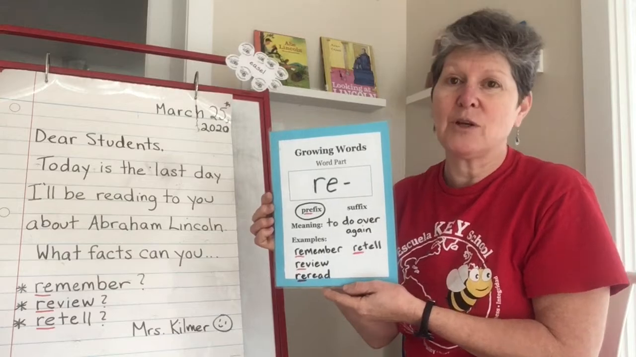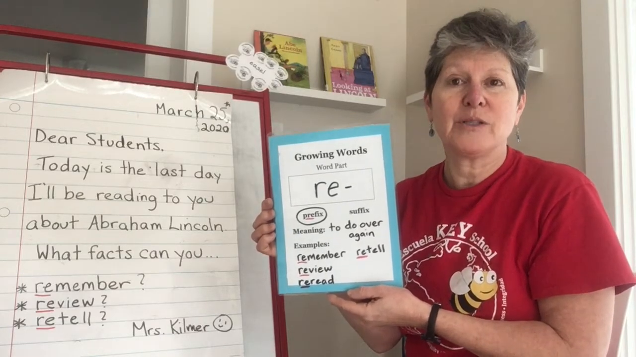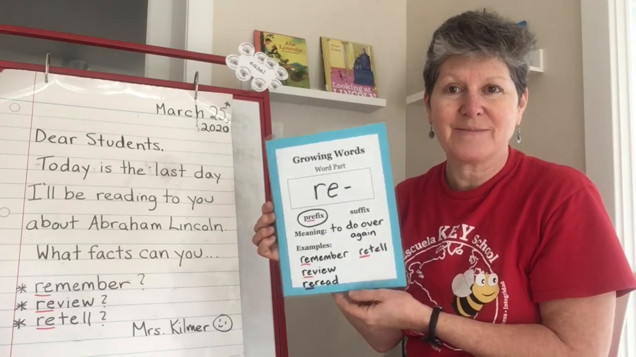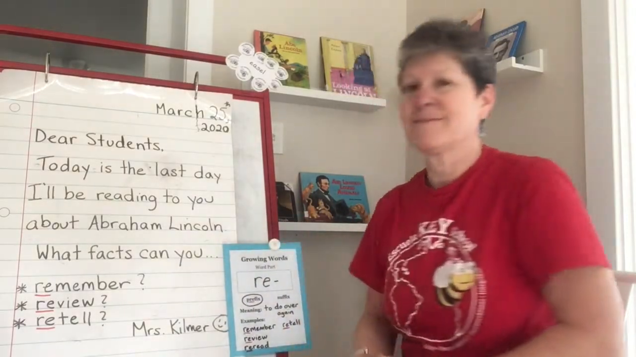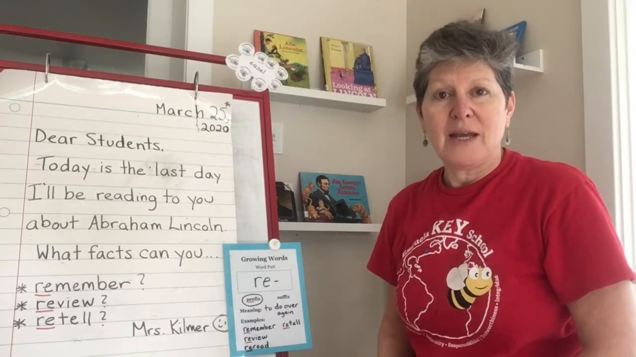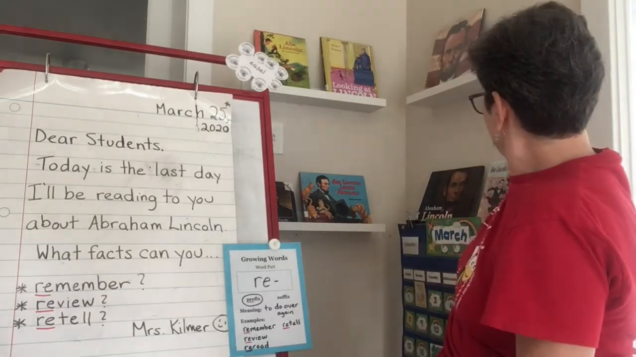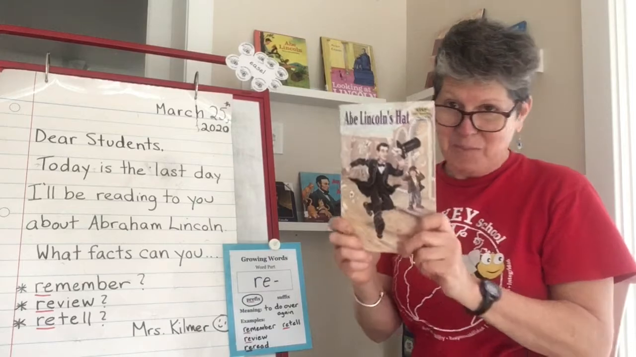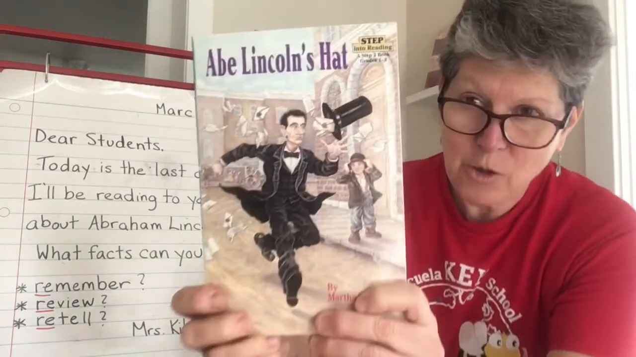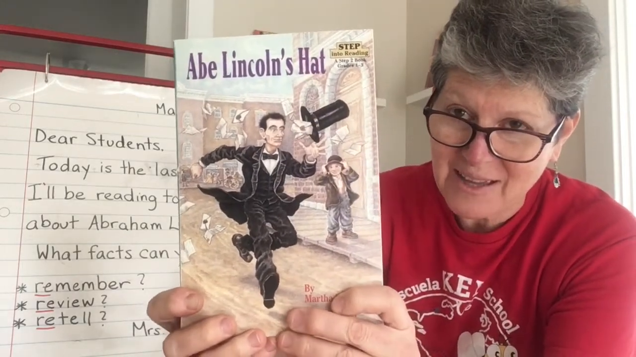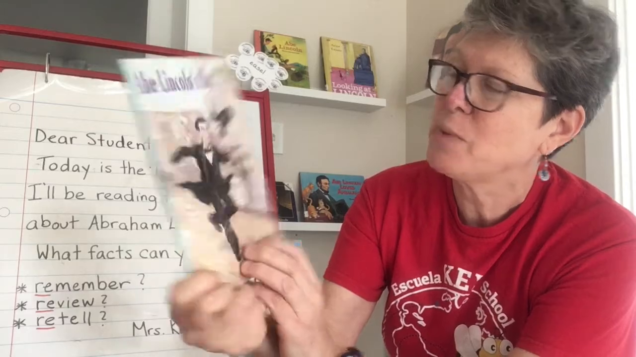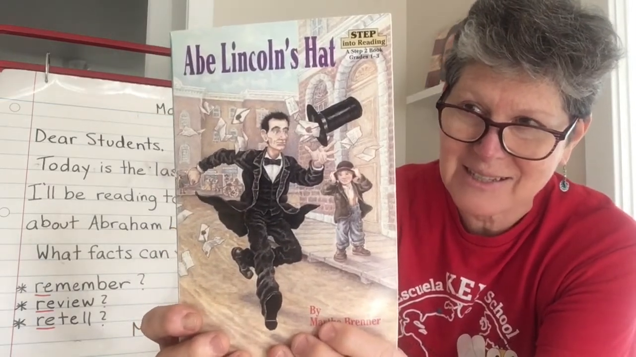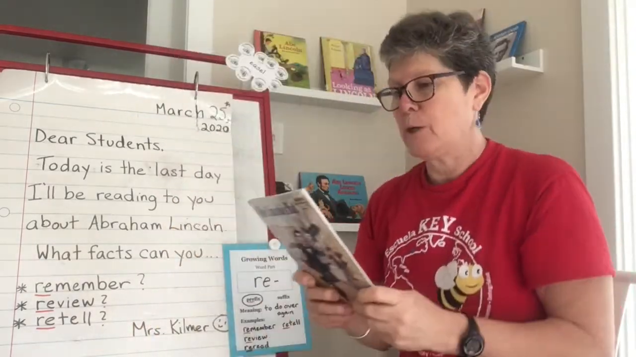In a minute, I'm going to go ahead and read to you our last book together about Abraham Lincoln. Today I'm going to read to you Abe Lincoln's Hat. So I know we've talked about his stovepipe hat, that it is almost kind of like a symbol for Abraham Lincoln. And there I see him dashing down the road and a bunch of papers flying out of his hat. Let's read the blurb on the back of the book.